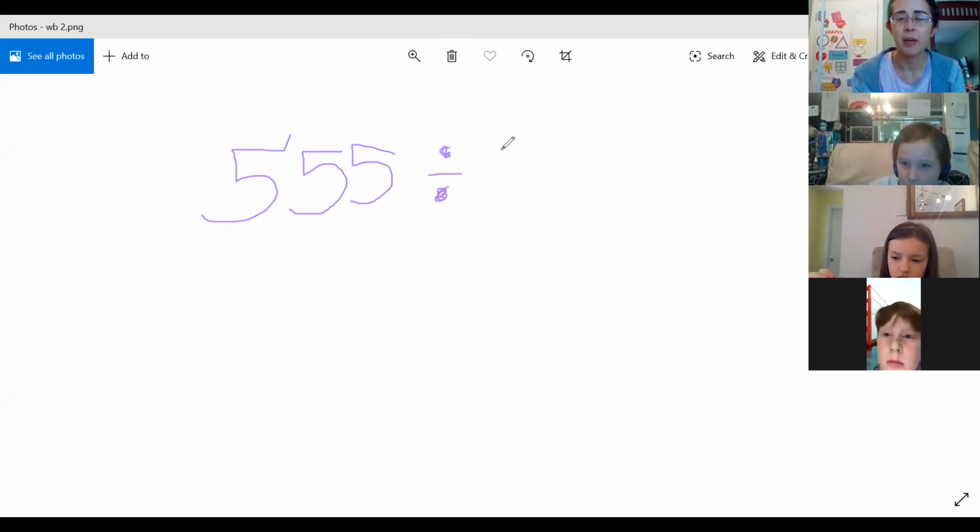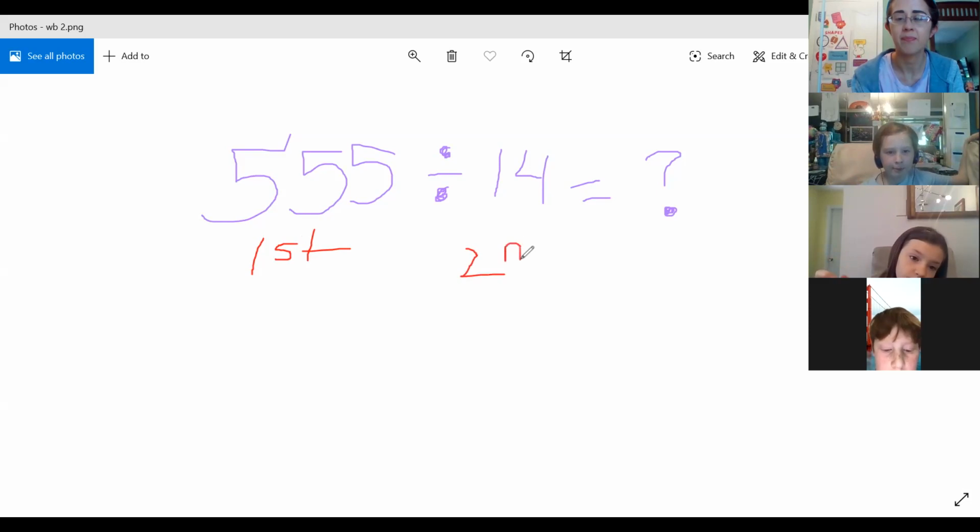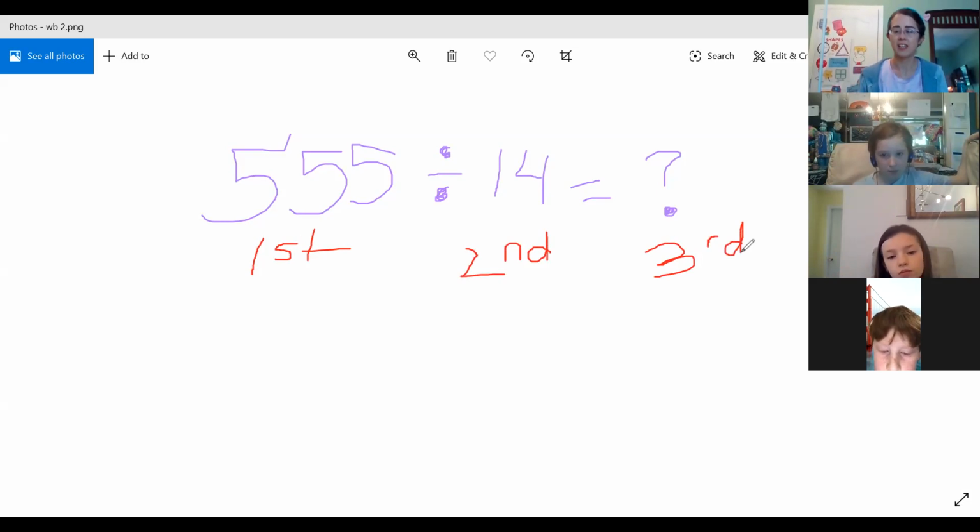All right. So go ahead and copy this problem down. 555 divided by 14 equals question mark. And we're not going to solve it. We are just going to label it first, second, and third: the first number I see, the second number I see, and the third number I see. The third one, we don't even know what it is yet. Okay, everybody labeled it?